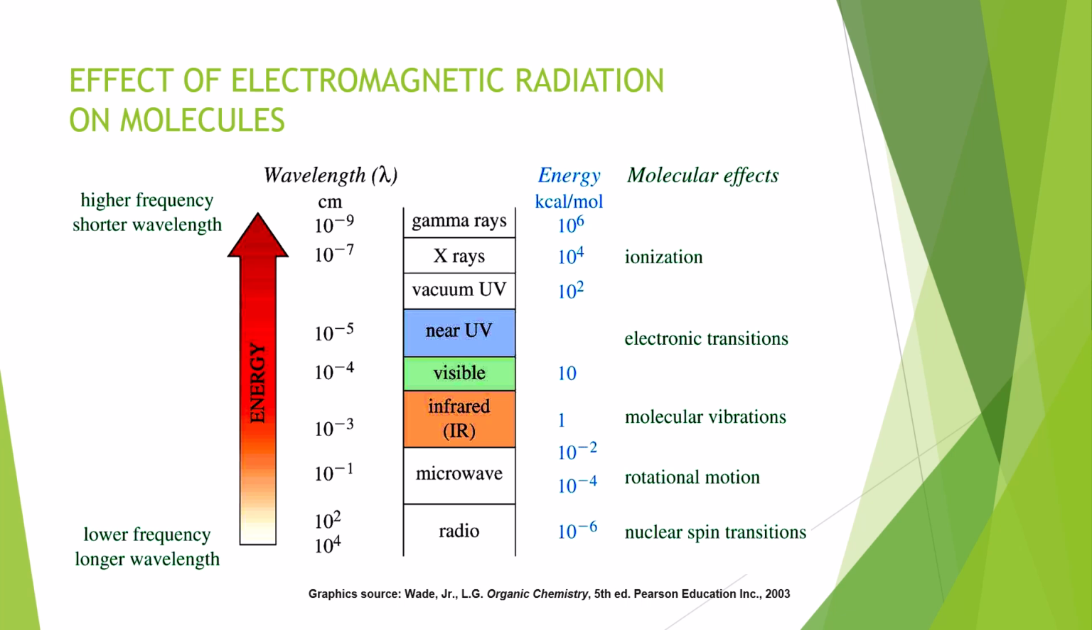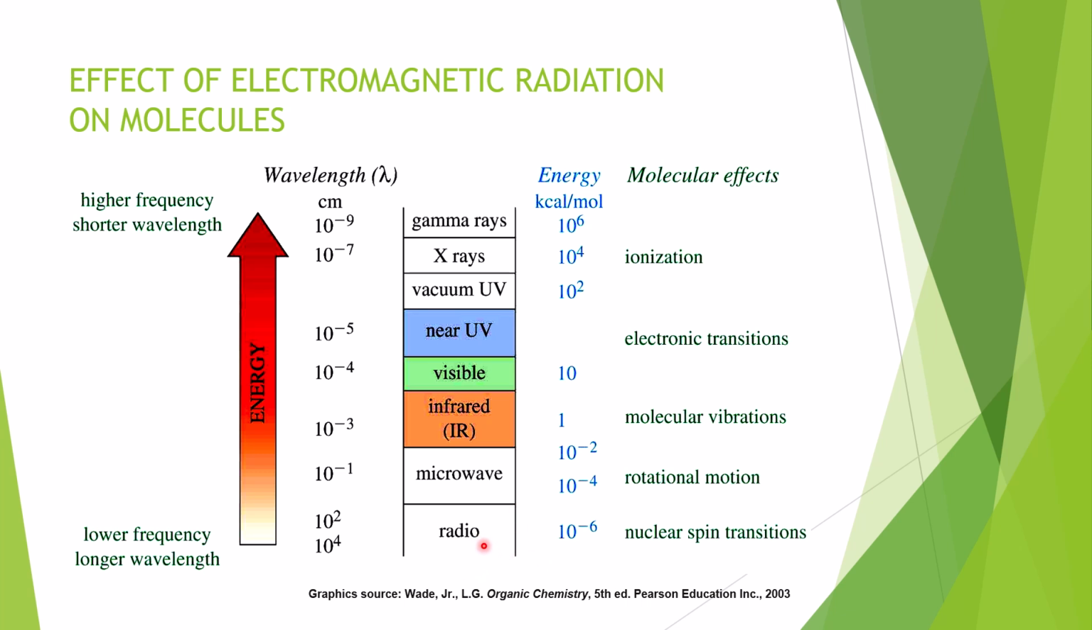So first of all, we need to know what the effects of electromagnetic radiation on molecules are. As we know, electromagnetic radiation includes gamma rays, X-rays, ultraviolet rays, IR radiation, microwaves, and radio waves. Here, if you can see in this slide, radio waves have the lowest energy and lowest frequency, while gamma rays have the highest energy and highest frequency. So, depending upon what kind of radiation is absorbed by the molecule, we can have different spectroscopic techniques.